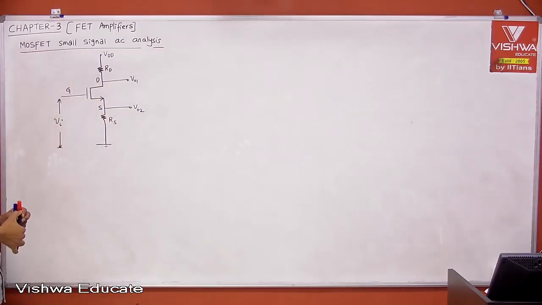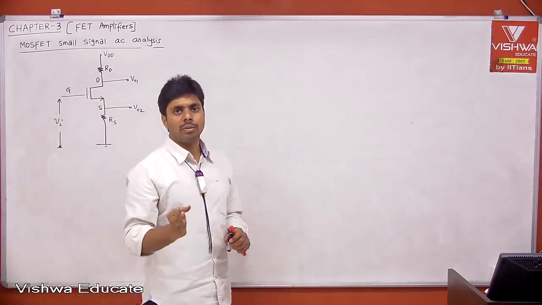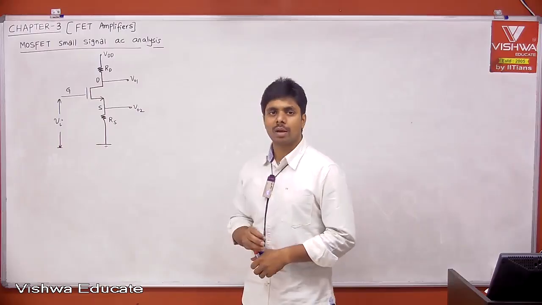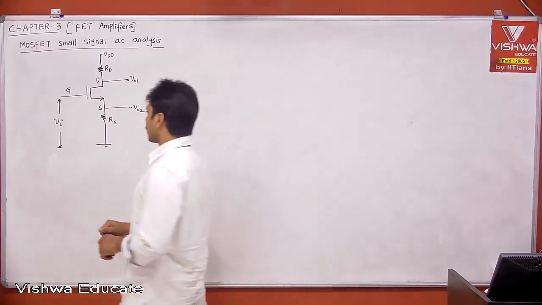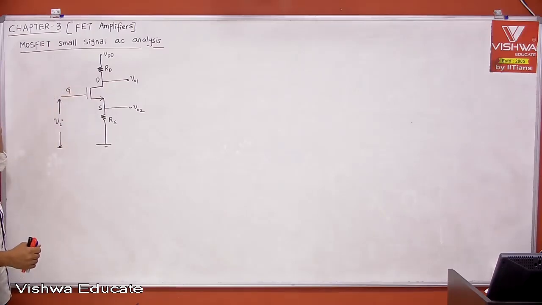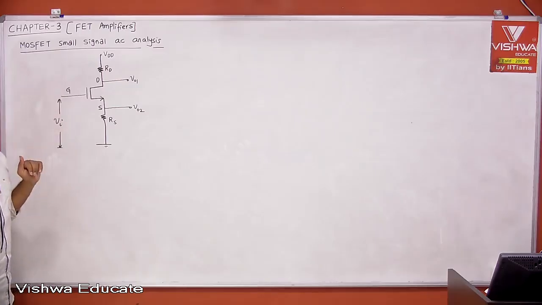Okay, now if you ask how many parameters we used to calculate for BJT, we used to calculate voltage gain, current gain, input impedance and output impedance. Here we need not calculate all four AC parameters. For a reason: in these configurations we are applying the input voltage at the gate. When you apply input voltage at the gate, tell me the current entering into the gate. We know that the current entering into the gate is equal to 0.